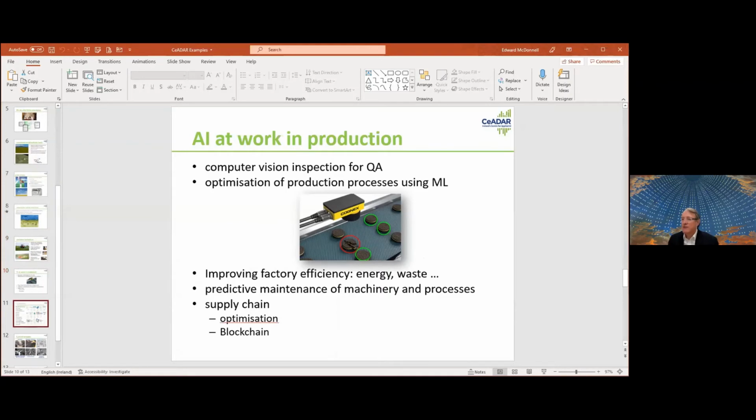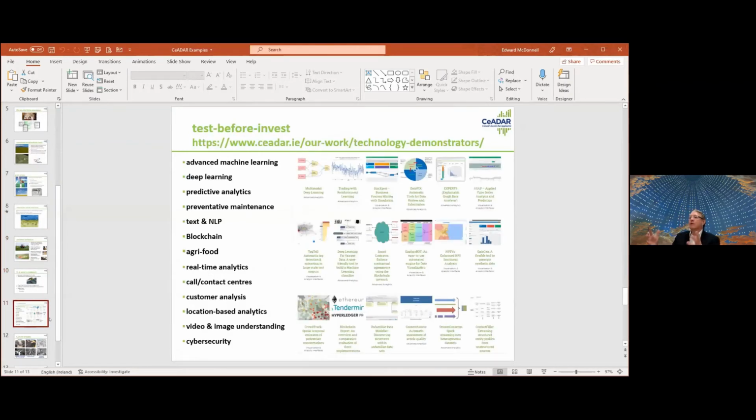So if you're interested in any of these and more, if you go and look at our website, we've got more than 70 of these little demos, what we call our demos or our lighthouse projects, as part of a test before invest offering from CeADAR. These are available at no charge for companies in Ireland to be able to try them out with our help. So thank you for that, and I'll pass you over now to Alessandra, I think.